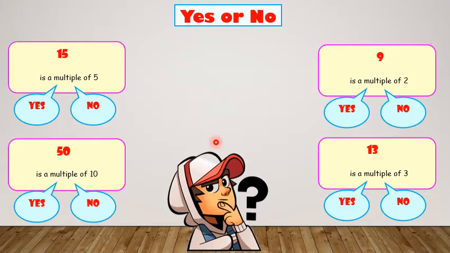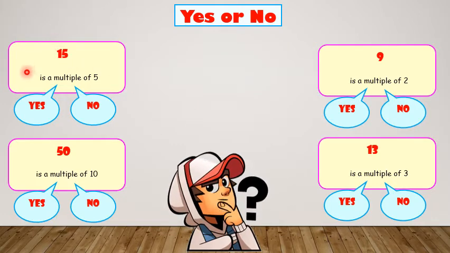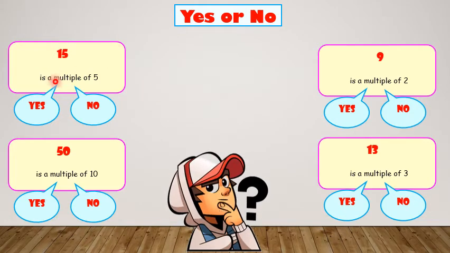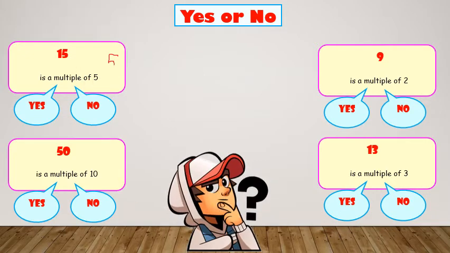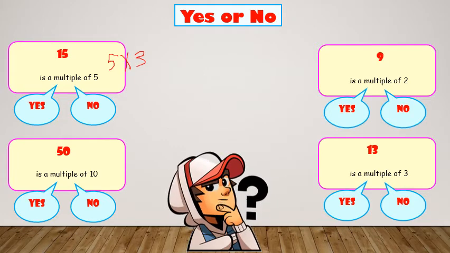Okay, let's head to the questions in our booklet. Yes or no? We will search here. 15 is a multiple of 5. So if I want to know the answer, I will search in table 5 for what gives 15. I know that 5 multiplied by 3 will give you 15, so it's yes.